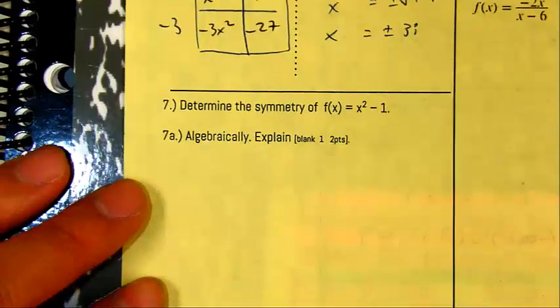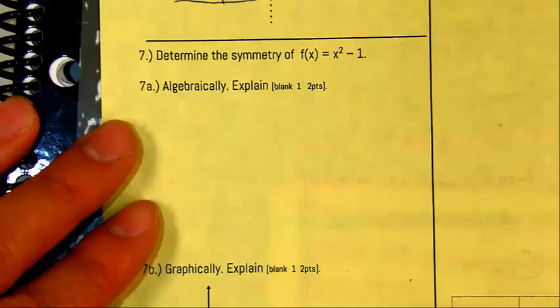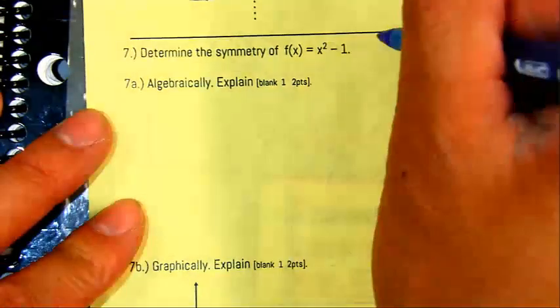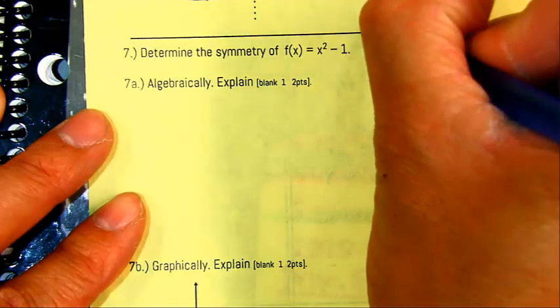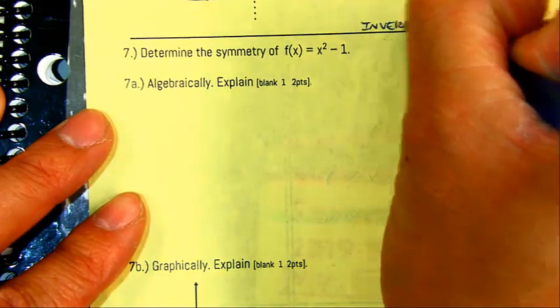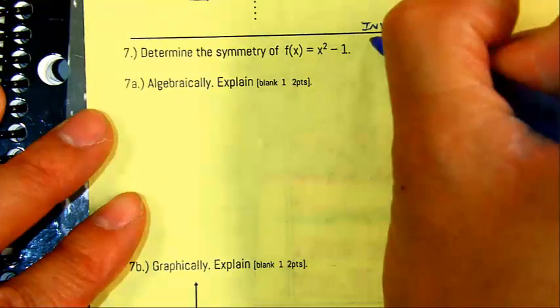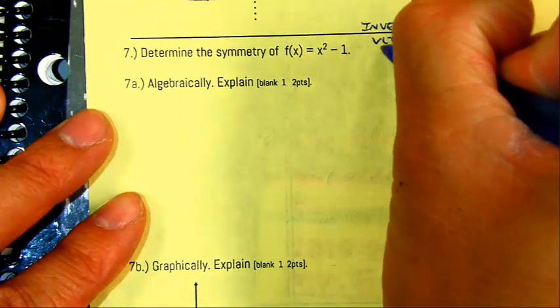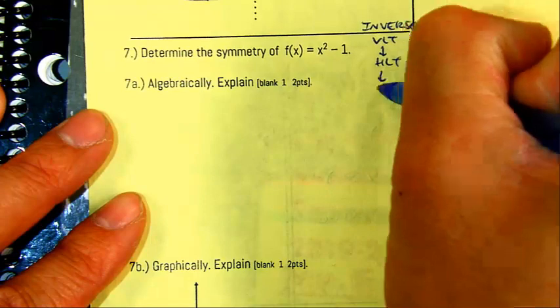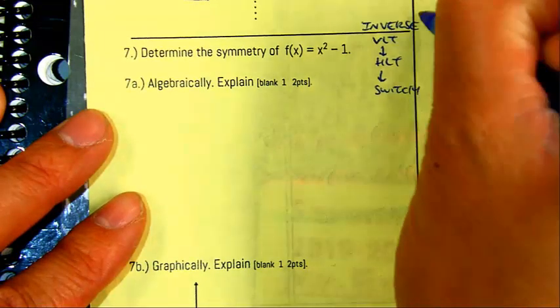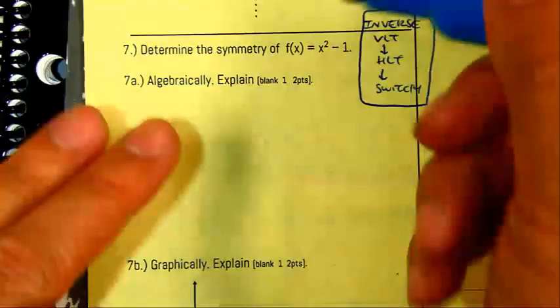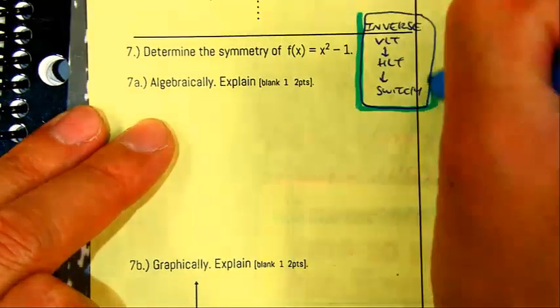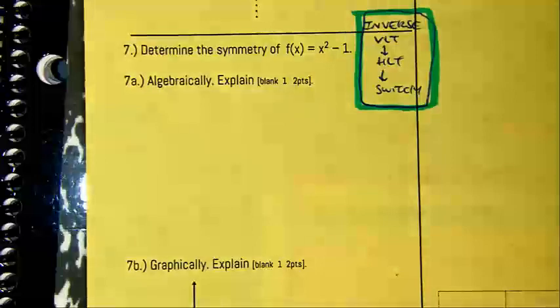Okay, determine the symmetry of f of x equals x squared minus 1. Maybe in the previous test I wrote here inverse. Okay, what does the inverse mean? Inverse means if it is a function, you do the vertical line test, then you do the horizontal line test, and then you would switch them, right? That was a separate idea. Let's put it in a separate color. But that is not symmetry.